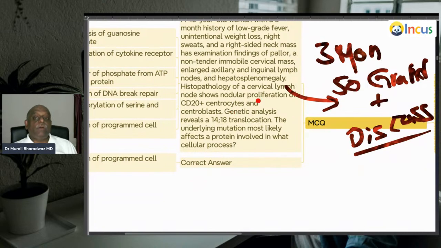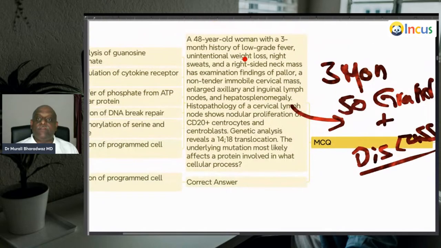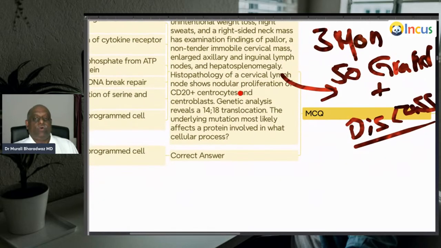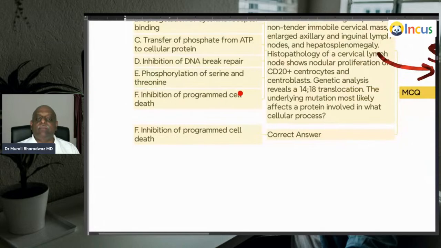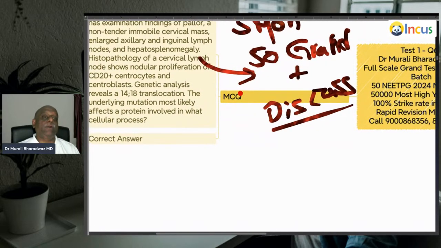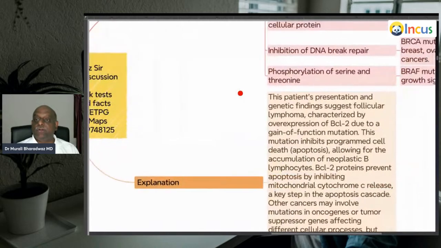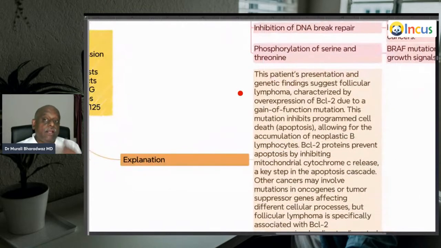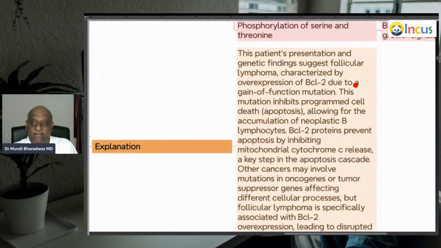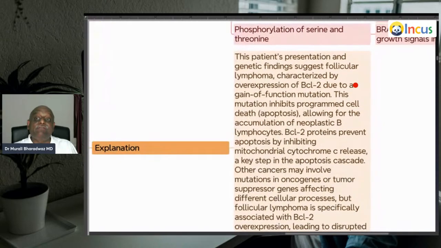Now, histopathology of the cervical lymph node in this 48-year-old woman with 3-month history of low-grade fever, unintentional weight loss, night sweats. 14-18 translocation, what is the mutation? How does the mutation affect the protein? So first of all, you should know, it is a follicular lymphoma with overexpression of the BCL2 gene because of the gain of function mutation.